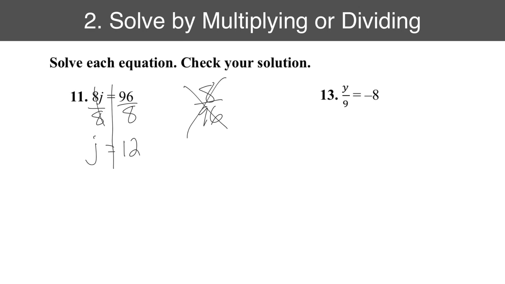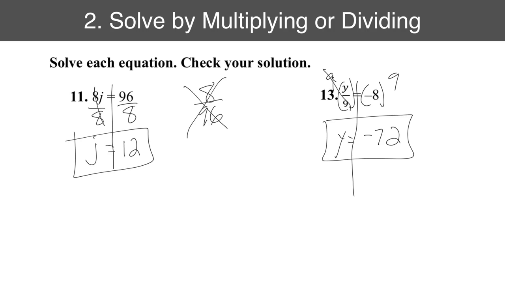All right, let's look at 13. 13 again, we can draw a line down the equal sign like a brick wall. And we have y divided by 9 equals negative 8. So that 9 needs to move because we're trying to get the y by itself. The 9 is dividing, so we're going to move it to the other side by multiplying. Again, we're going to do it to both sides. Those 9's cross out, and the y is left over, and we have 9 times negative 8, which is negative 72. So my answer is negative 72.